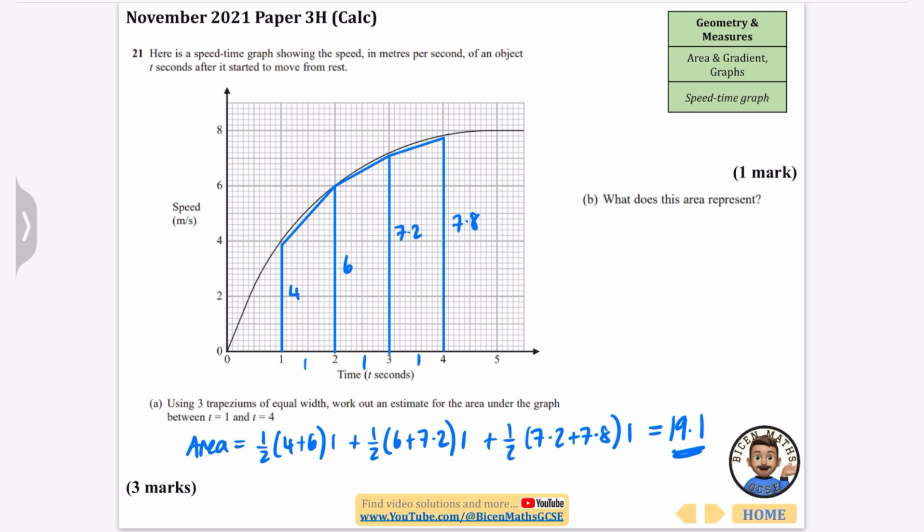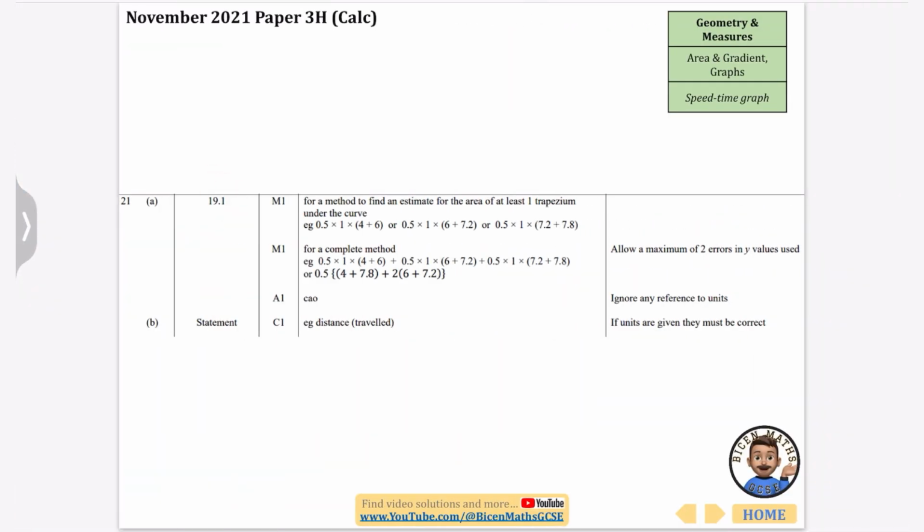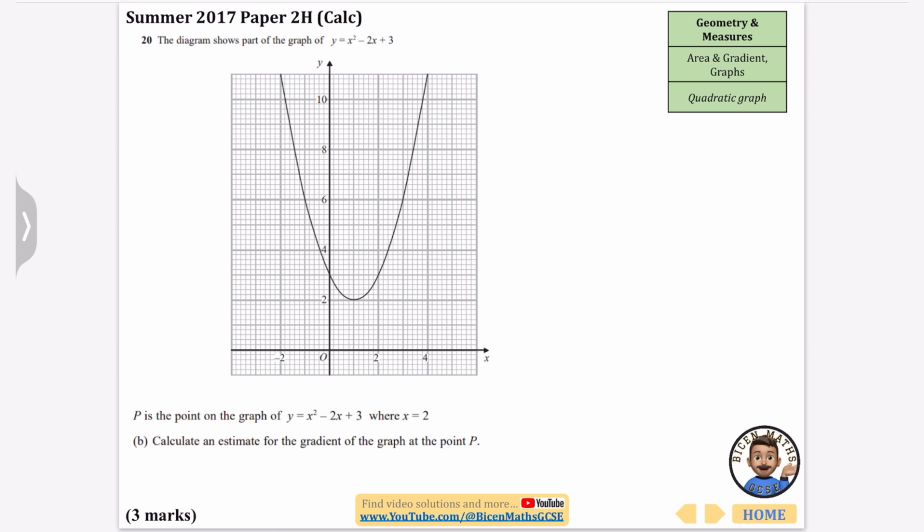What does this area represent? We're going to say the distance travelled between 1 and 4 seconds. Let's check this. So we've got 19.1 at this point, and it's the distance travelled. Great.